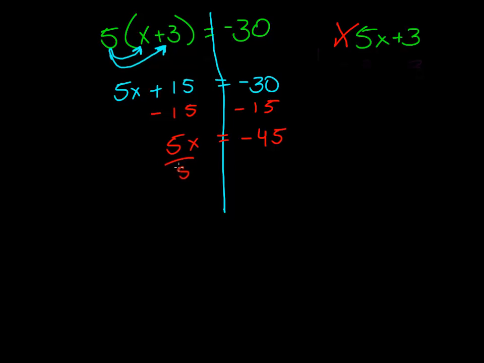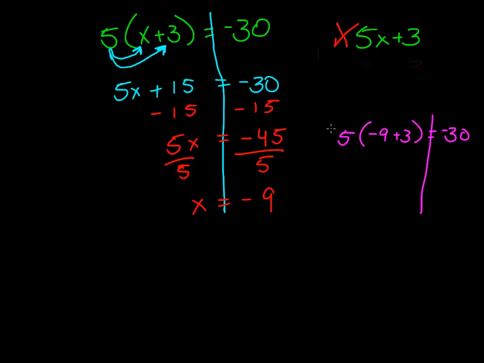Divide by 5. Divide by 5x equals different signs. That means we're going to keep a negative. 45 divided by 5 is 9. Negative 9. Over here, grab a color real quick for some check steps. 5, parentheses. There's an x, so I'm going to substitute a negative 9 plus 3 equals negative 30. Draw my line real quickly.